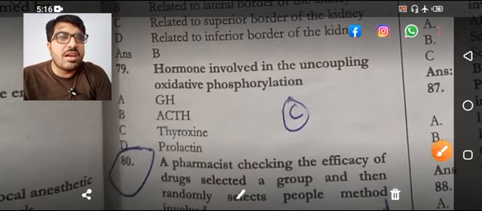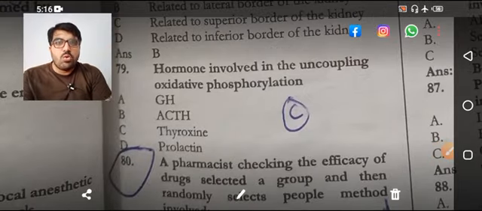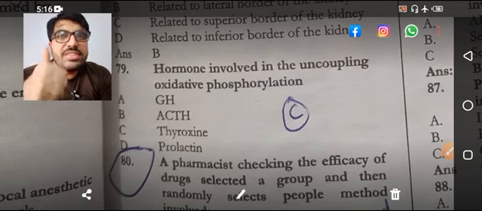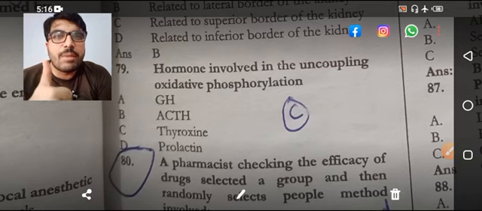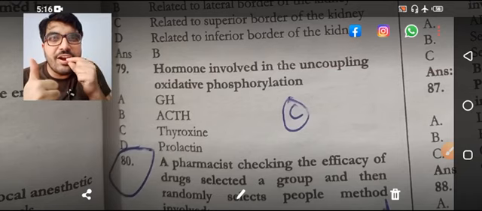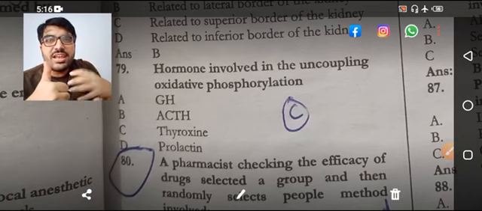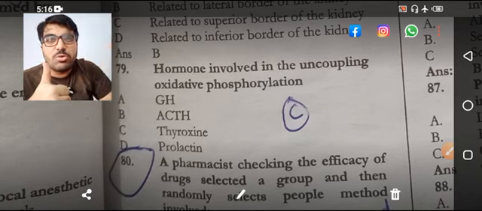Hormone involved in uncoupling of oxidative phosphorylation. Now over here I will give some other MCQs regarding thermogenesis. What is the most common thermogenesis? Obligatory thermogenesis. Now every word of mine is an MCQ. What is the most common thermogenesis in the human body? That is obligatory thermogenesis.